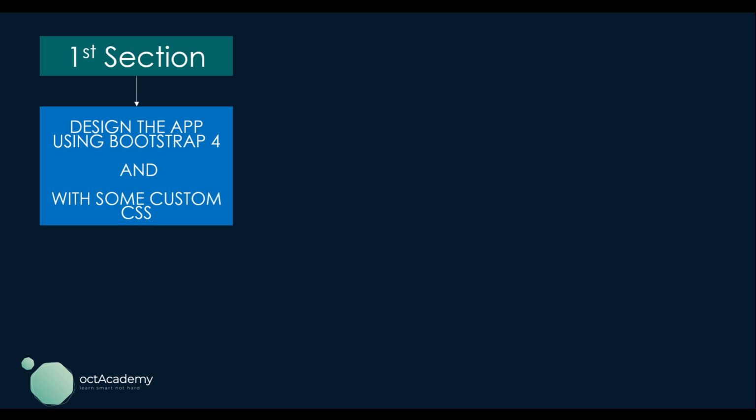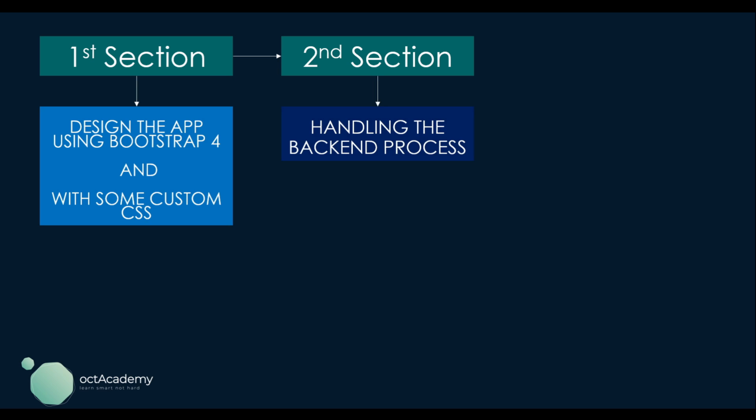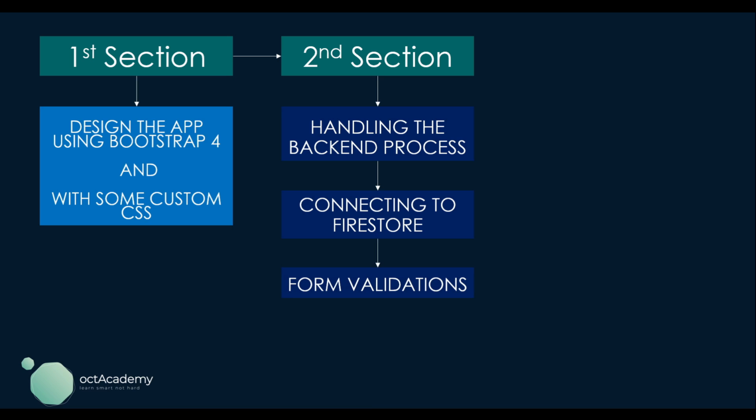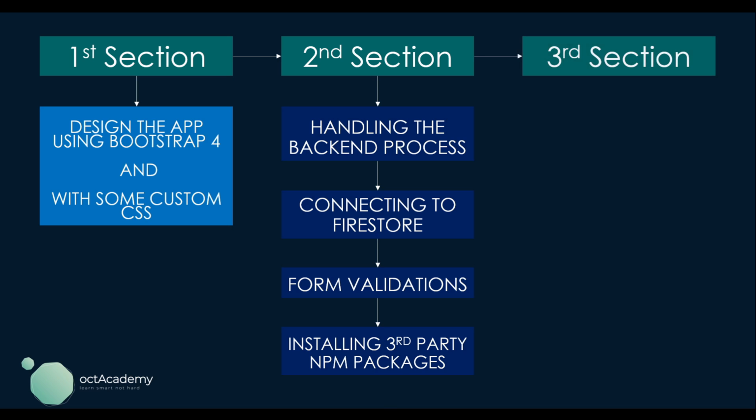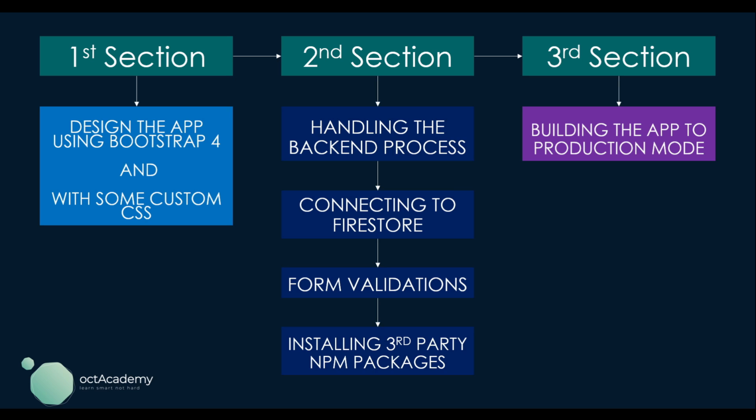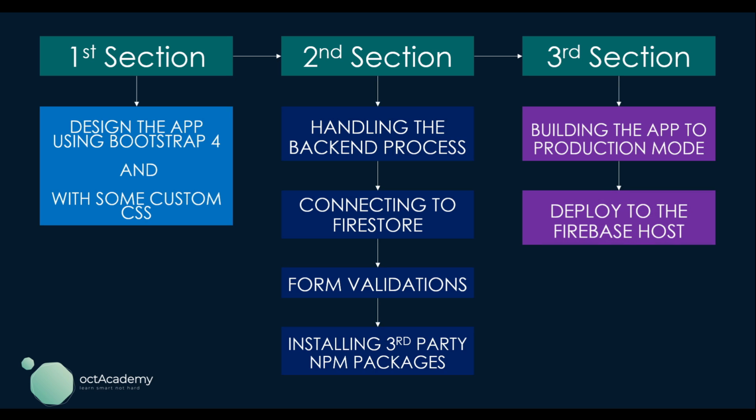Okay, so I have divided this tutorial into 3 sections. In the first section, we will be designing the entire to-do app using Bootstrap and some custom CSS. In the second section, we will be writing some code to handle our backend process. We will connect the app to Firestore. As I mentioned before, Firestore is a backend database service offered by Firebase, and it is free. Then we will do some form validations. Also, we are going to use some third-party NPM plugins to show loading states and pop-up notifications. So I think that's it for the second section. In the third section, we will be building the to-do app for production, and I will also show you how to deploy the app to Firebase hosting.